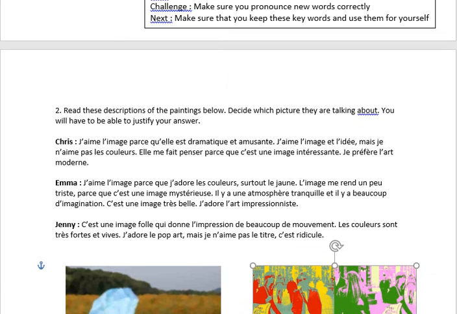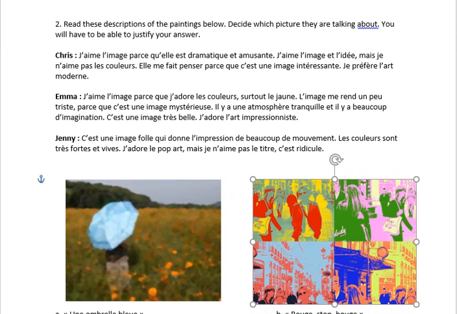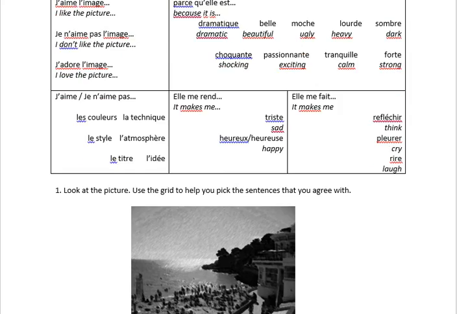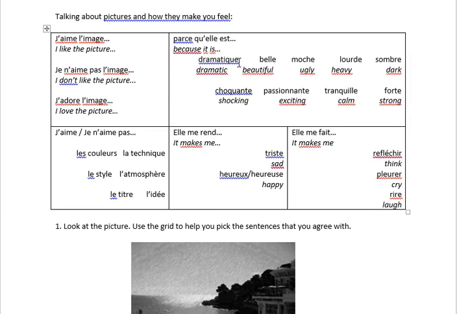That's the pictures we're talking about, and we have three people. We have Chris and Emma and Jenny, and they're talking about these two pictures, and we're going to have to work out which. The French that they use, you might remember it, you might be able to figure it out, you might be able to look at it and go, I think I know what that means. Or you might want to go back and look on this page. Because remember, this has got the French, dramatique, belle, moche, and the English, ugly, beautiful, dramatic, and the bits you need for the sentences, like j'aime, je n'aime pas, j'adore, parce que, c'est, it is.